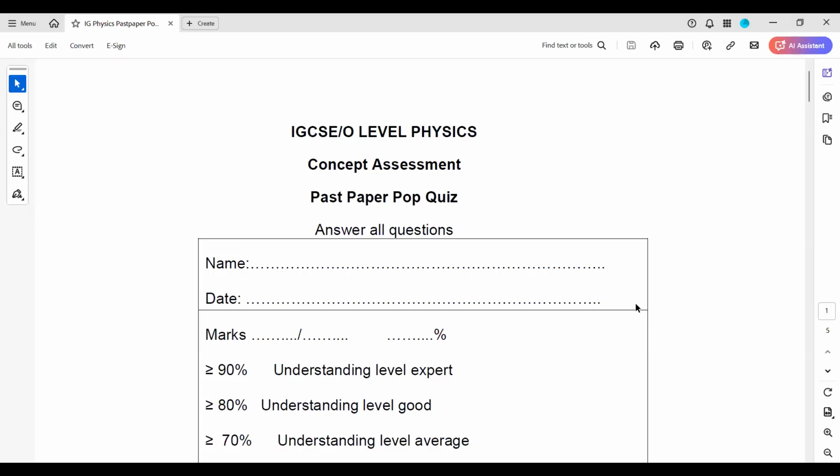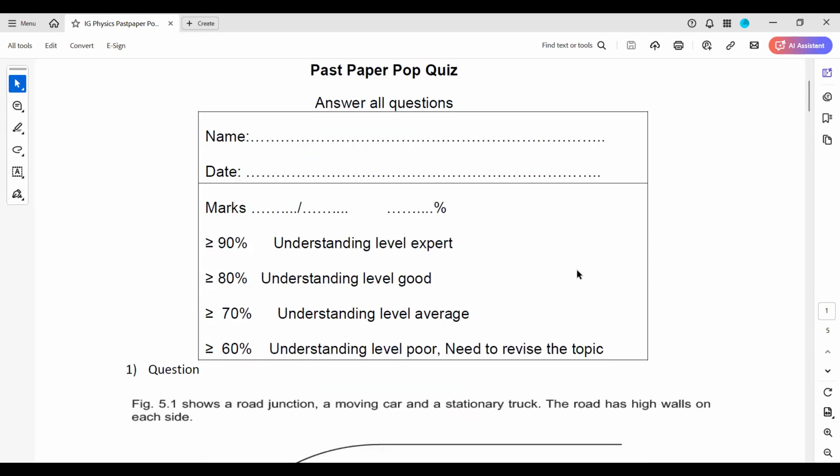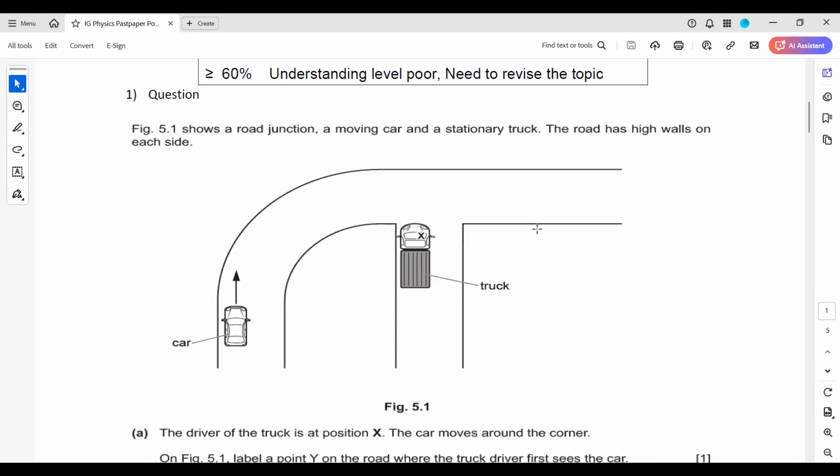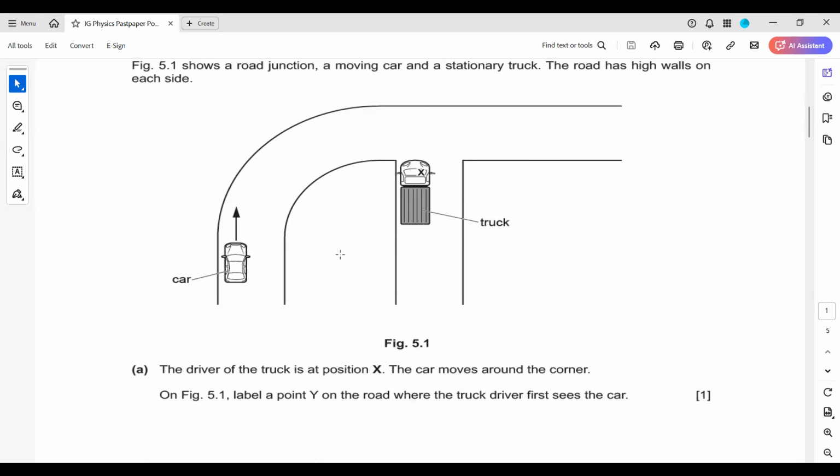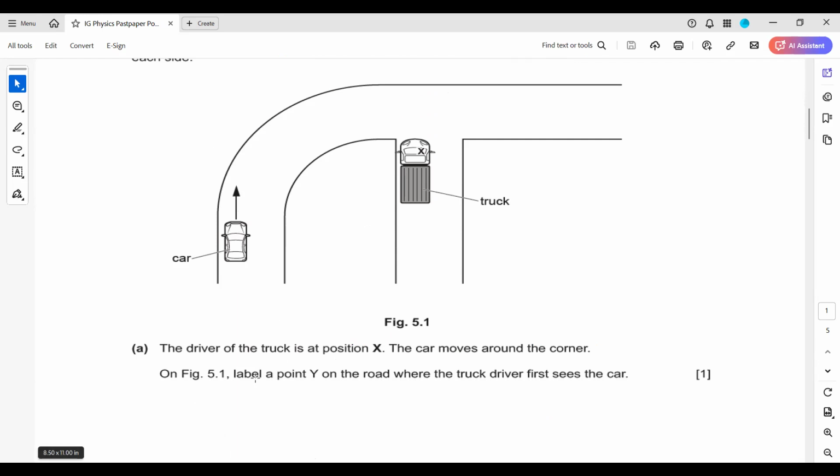So this was a last week pop quiz related to the topic light and waves. Figure 5.1 shows a road junction, meaning an intersection of the road, a moving car and a stationary truck. The road has a high wall on each side. The driver of the truck is at position X, as you can see here. The car moves round the corner in the figure.